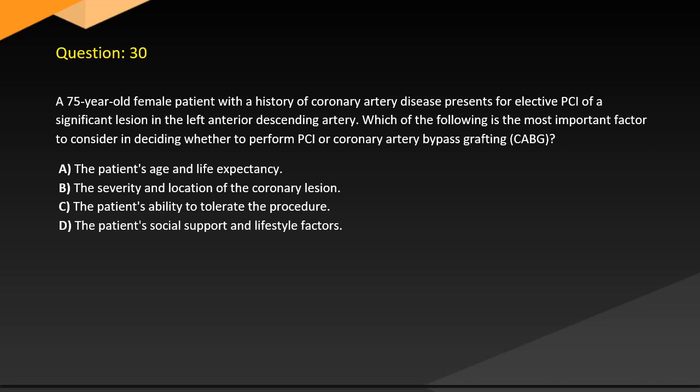Question 30. A 75-year-old female patient with a history of coronary artery disease presents for elective PCI for a significant lesion in the left anterior descending artery. Which of the following is the most important factor to consider in deciding whether to prefer PCI or coronary artery bypass graft (CABG)? A. The patient's age and life expectancy. B. The severity and location of the coronary lesion. C. The patient's ability to tolerate the procedure. D. The patient's social support and lifestyle factors.